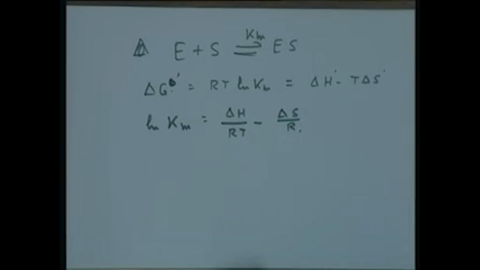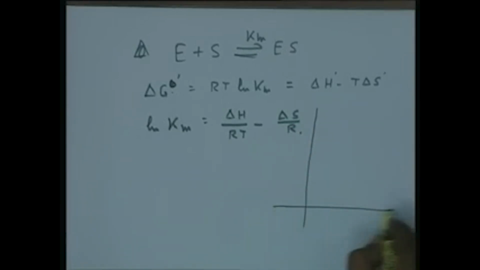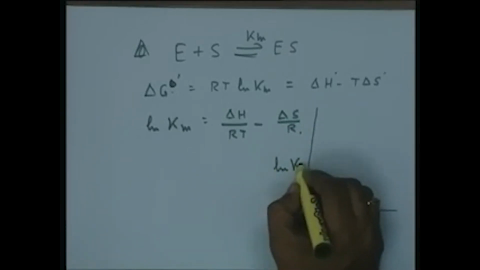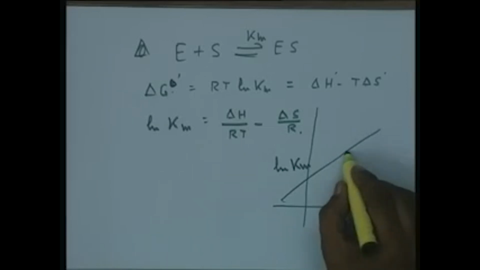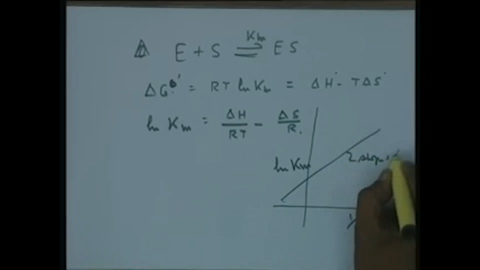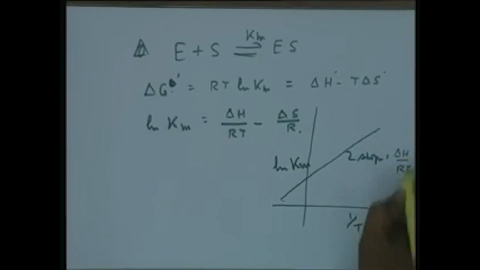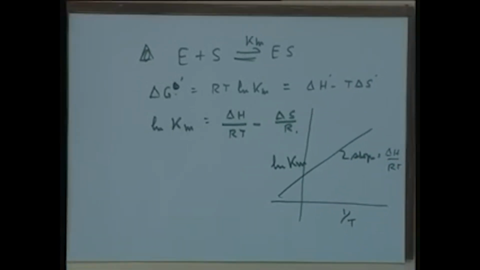So, a very simple situation arises: if you determine the Km values for an enzyme catalyzed reaction experimentally at a number of temperatures, and then make a plot between ln Km and 1 upon T, you will end up with a straight line with a slope of delta H over R. So, one can easily get the magnitude of delta H, the enthalpy change during the enzyme substrate binding.